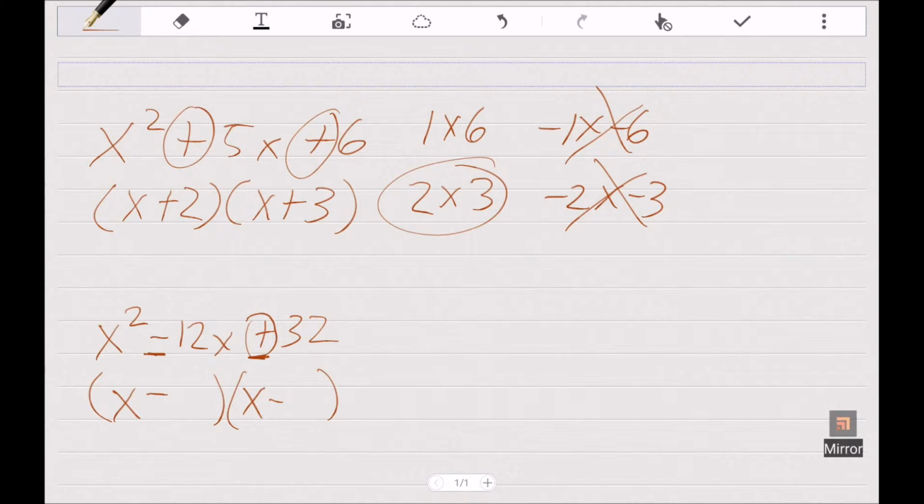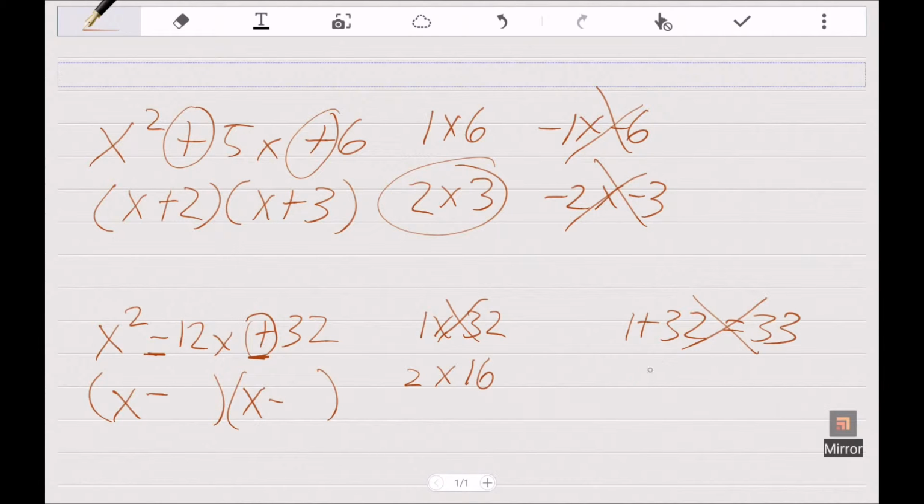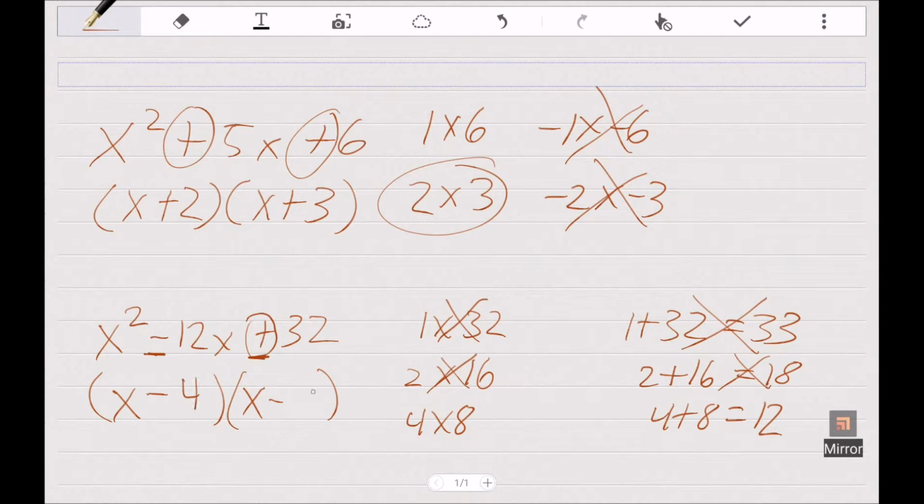So now we just have to look at all of our factors of 32. So we always know 1 and something is going to make it, so 1 times 32, but 1 plus 32 is 33. So that doesn't help us. It's even, so we know we can do 2. So we have 2 and 16, but 2 plus 16 is 18. So again, no help. Now, 3 doesn't work, but 4 does. 4 times 8 is 32, and 4 plus 8 is 12. So we have 4 and 8.